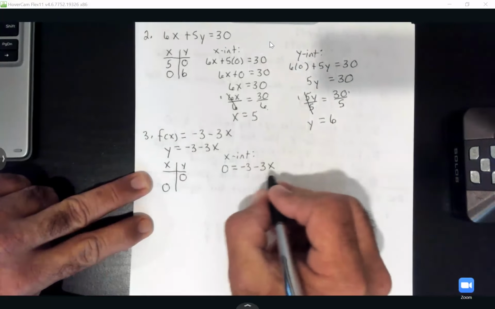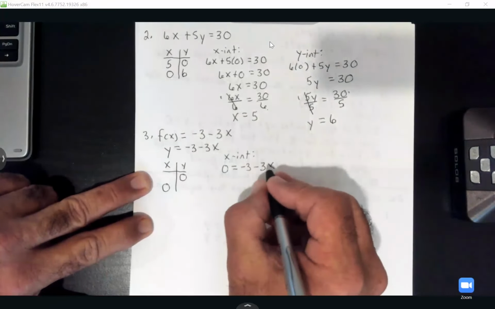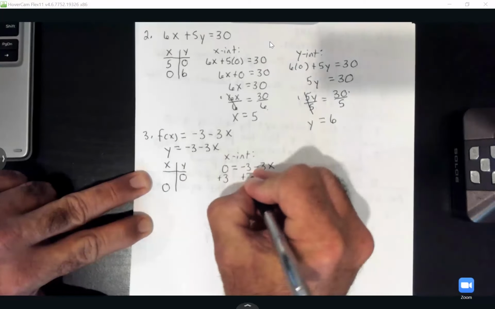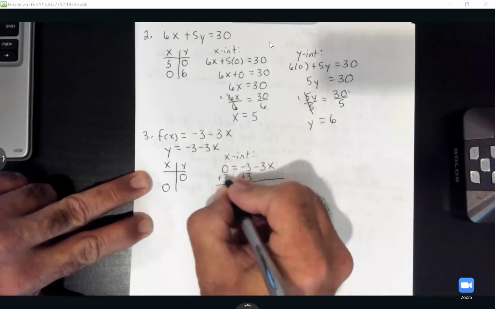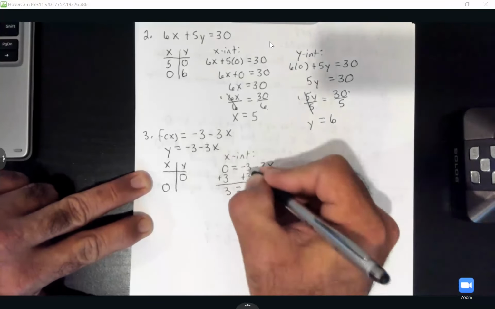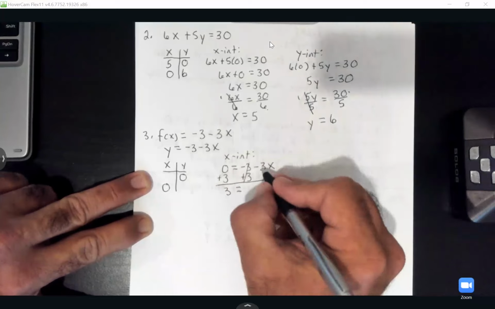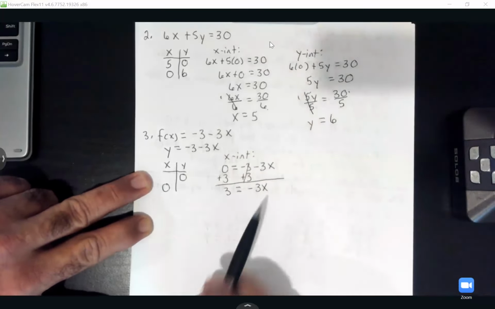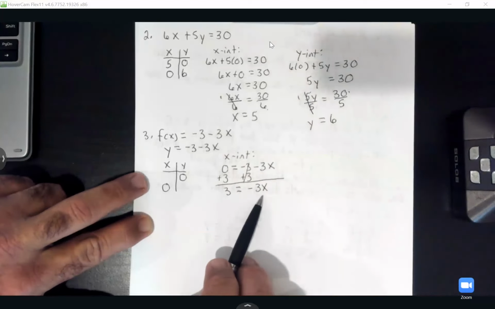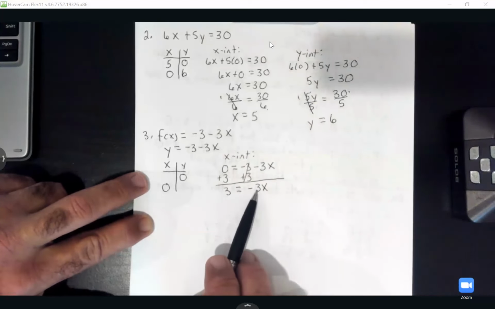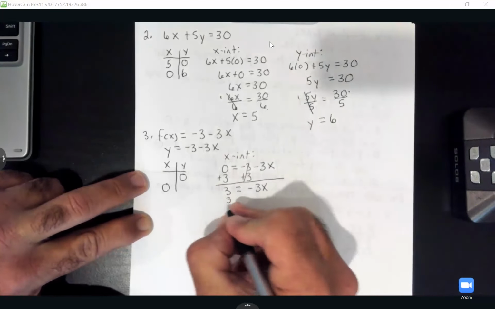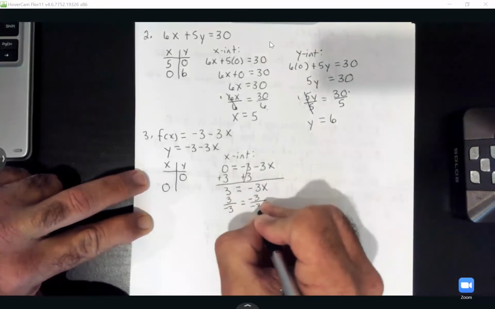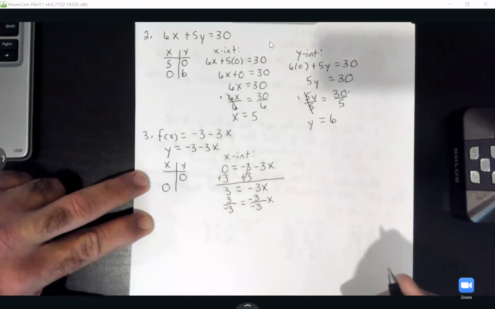All right, so nothing I can do on the right side. I need to get the -3x by itself. So I'm going to add a 3 to both sides. So now 0 plus 3 is 3. These 3's cancel. And all that's left is that -3x. All right, we want that to be a 1x. So divide both sides by that -3. So we'll have 3 divided by -3 equals -3x divided by -3.